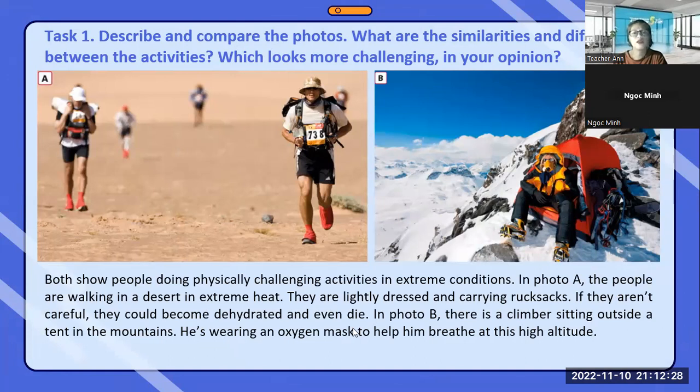So this is your own opinion, because we have the answer already for this one. So you can give your own opinion, Min. What do you think about these two activities shown?